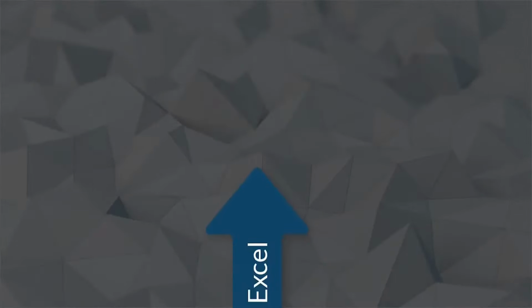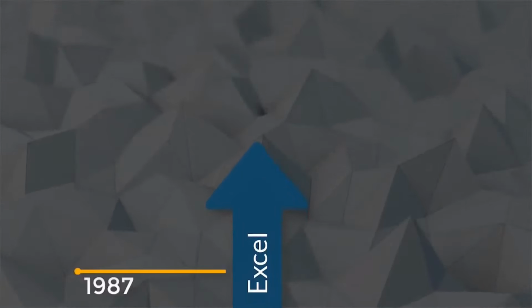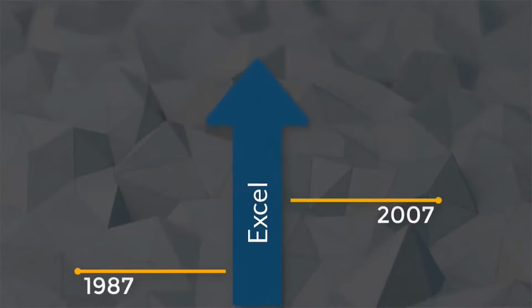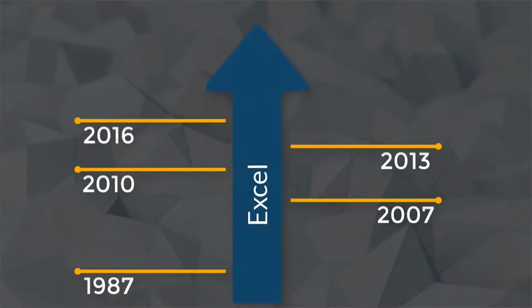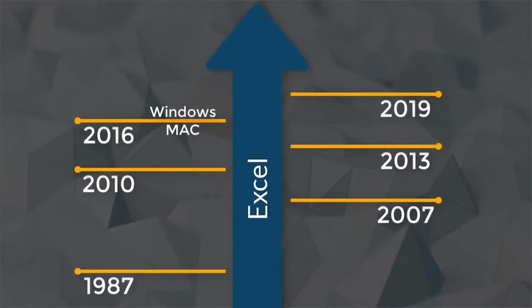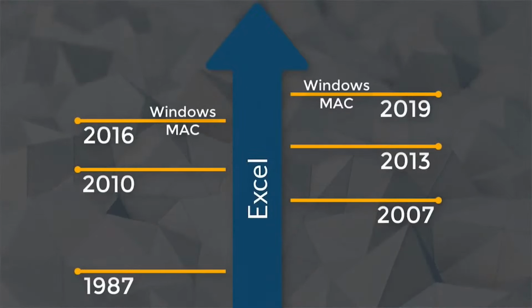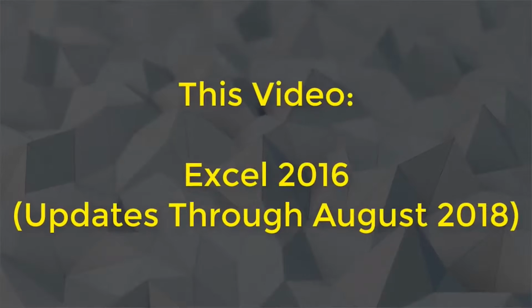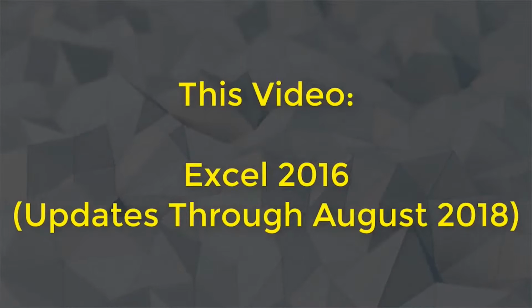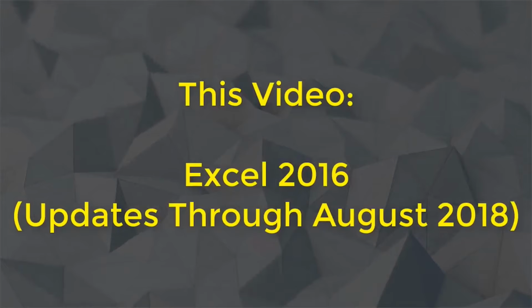Excel for Windows has been around since 1987. Major upgrades are released every 3 years, as seen in 2007, 2010, 2013, and 2016, with 2019 due soon. From 2016 onward, the Mac version releases around the same time as the Windows version. For this training video, I'll be using Excel 2016 with the latest updates through August 2018 included. But don't worry, since I'm covering the basics, you'll be able to follow along with any previous version.